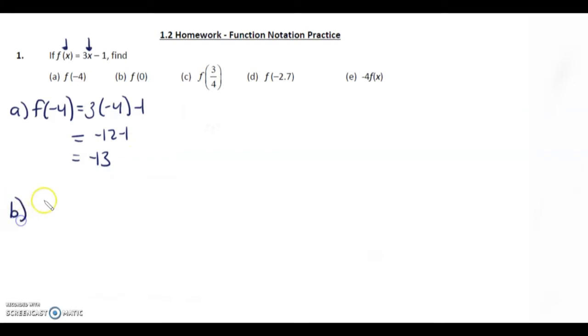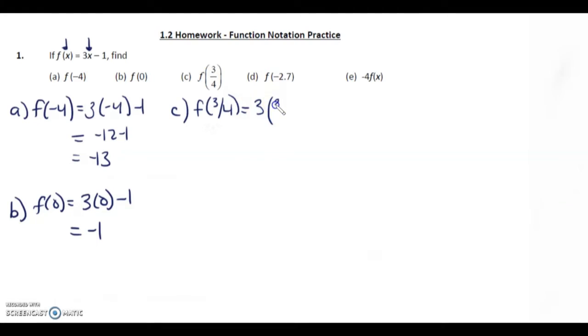Okay, I'll do B down here. F at 0 equals 3 times 0 minus 1, which is just -1. Okay, C, f at 3/4 equals 3 times 3/4 minus 1. Okay, with fractions, 3 is actually 3 over 1. We multiply the numerators, which is 9. We multiply the denominators, which is 4. So this is like 9/4 minus 4 over 4, right? Because like 1 is just 4 over 4. I get 5 over 4.